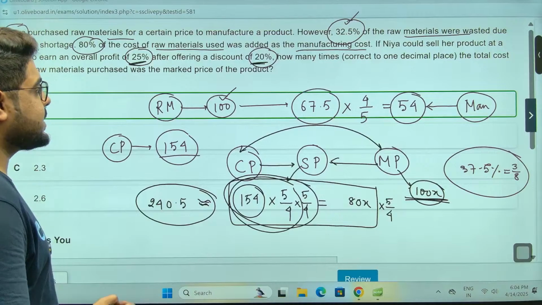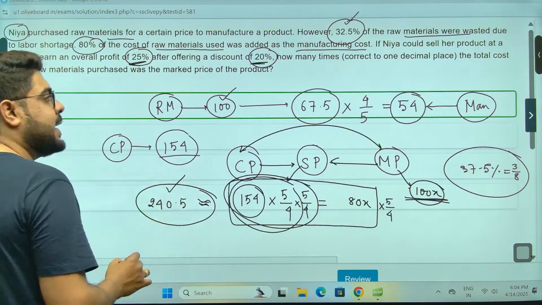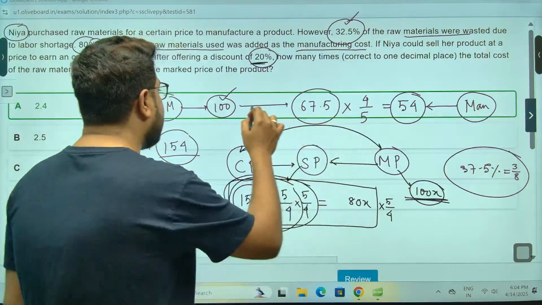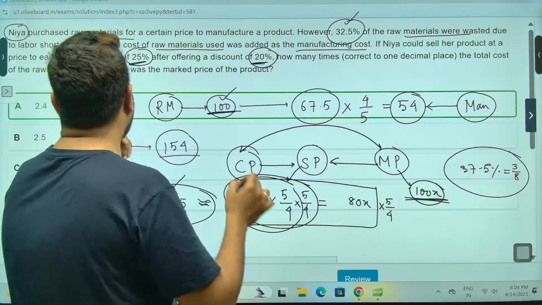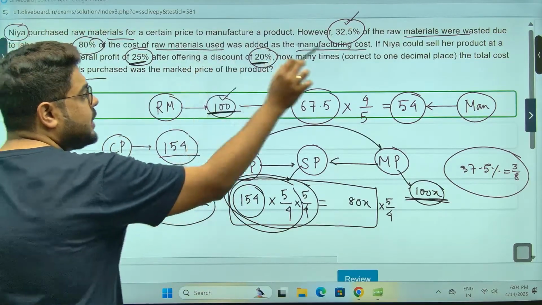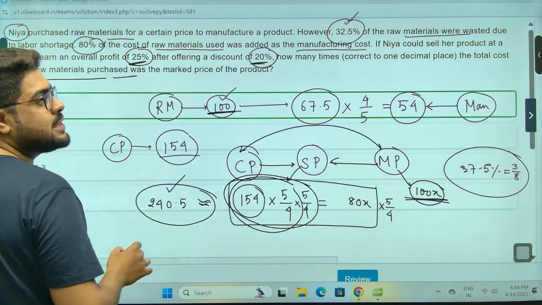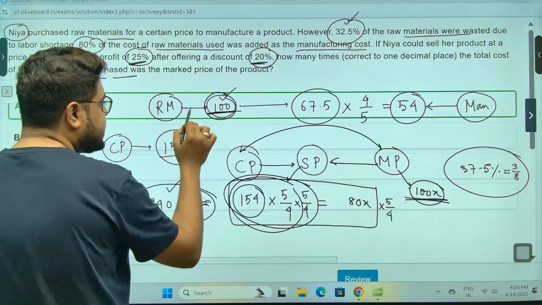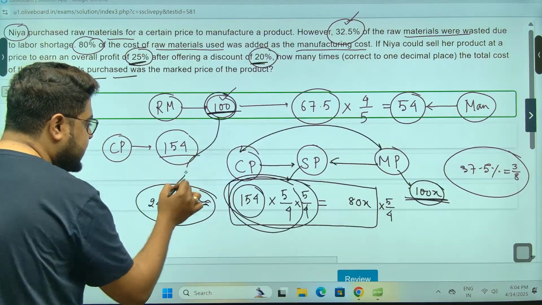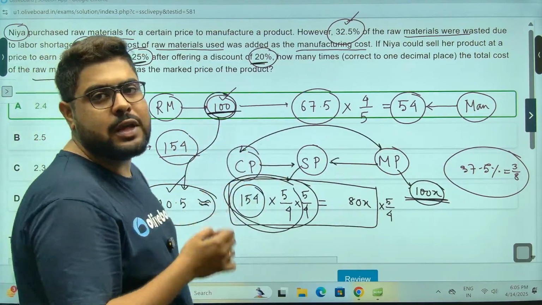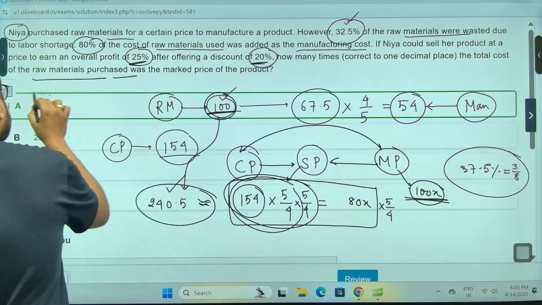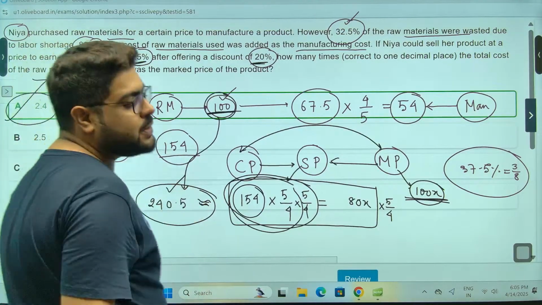So now they are asking that this MP is how many times of this 100 value, the price of the total cost of raw materials purchased. So that was 100 rupees. This 240 is what percent, like how many times of 100? So it is nearest to 2.4.